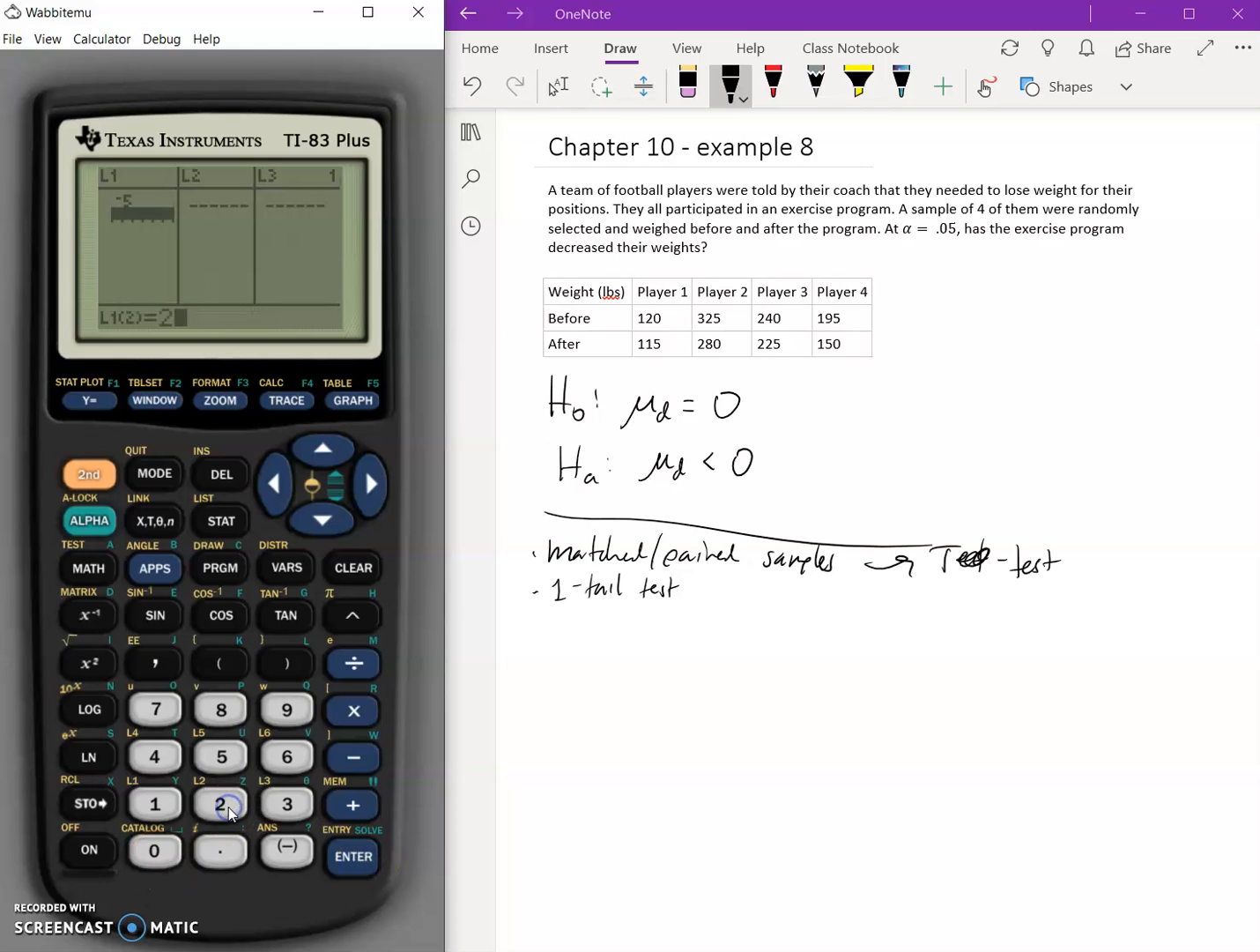I do 280 minus 325. I do 225 minus 240. And then I have 150 minus 195.